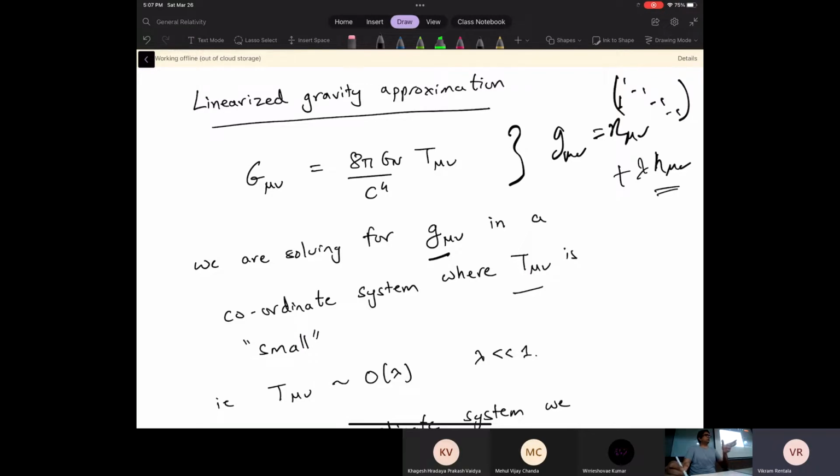h mu nu also has to be dimensionless, and the components of h mu nu are small compared to this: 1, minus 1, minus 1, minus 1. So compared to these quantities, they are small. When we solve Einstein's equation, these quantities should emerge to be small. That's what we ultimately mean by smallness. Now what does that physically mean? We don't yet know. That's what we're going to discuss today.